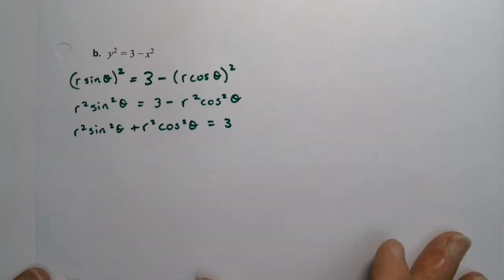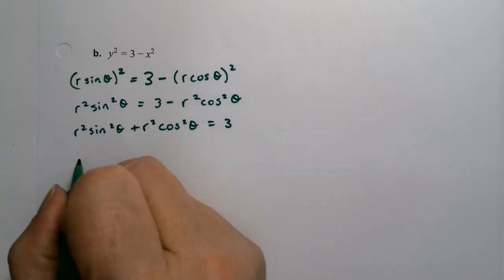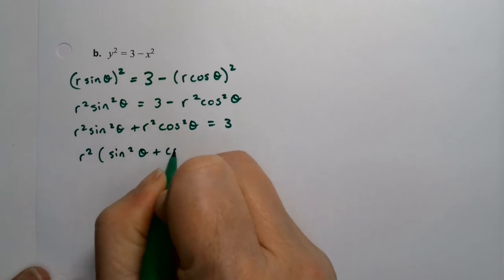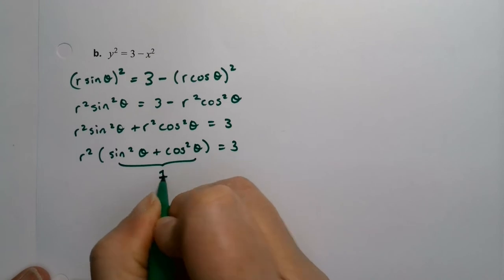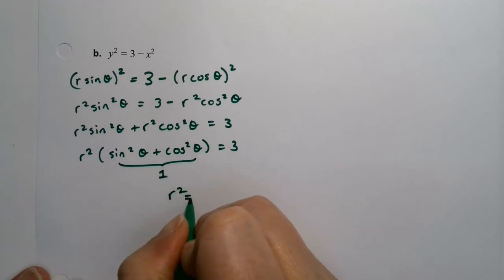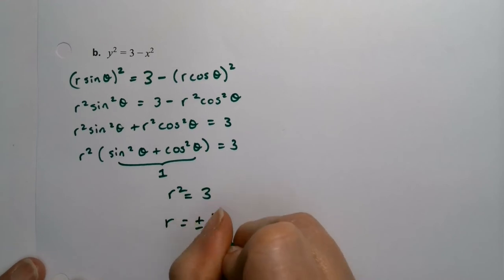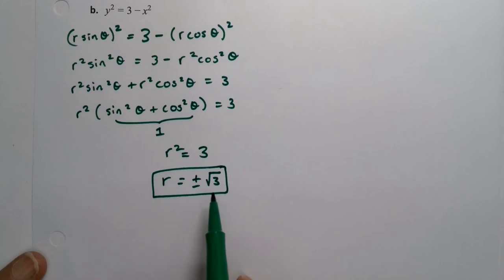And hopefully you're thinking what I'm thinking. Sine squared plus cosine squared is 1, right? If I factored the r squared out, I'd be left with sine squared of theta plus cosine squared of theta, which is 1. So that means that r squared is equal to 3, which means r is equal to plus or minus the square root of 3. Remember, whenever you take the square root of both sides, it technically could be positive or negative.